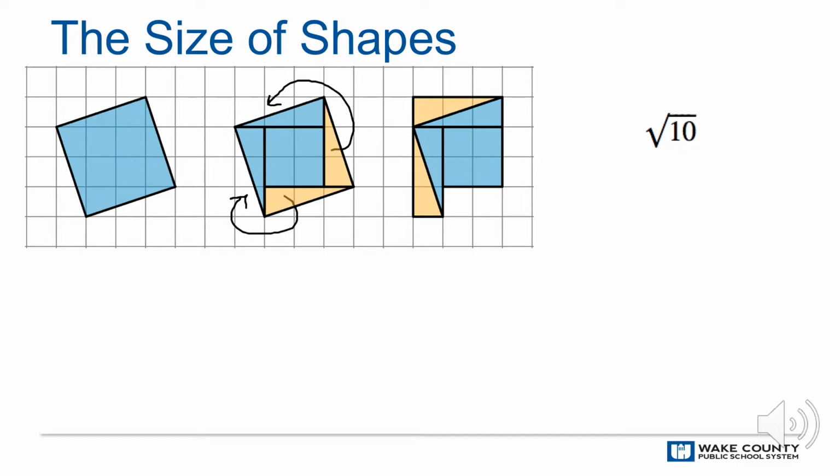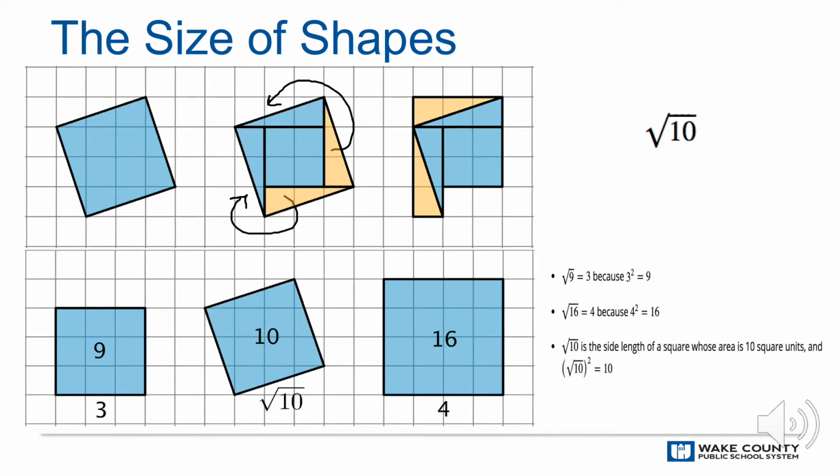All of these statements are true. The square root of 9 equals 3 because 3 squared equals 9. The square root of 16 is 4 because 4 squared is 16. The square root of 10 is the side length of a square whose area is 10 square units and is the square root of 10 squared, which is 10.